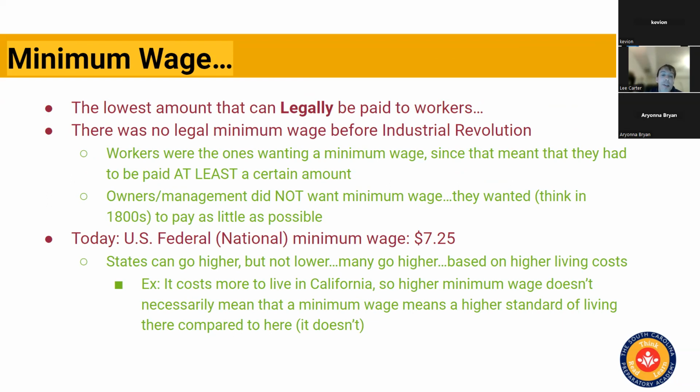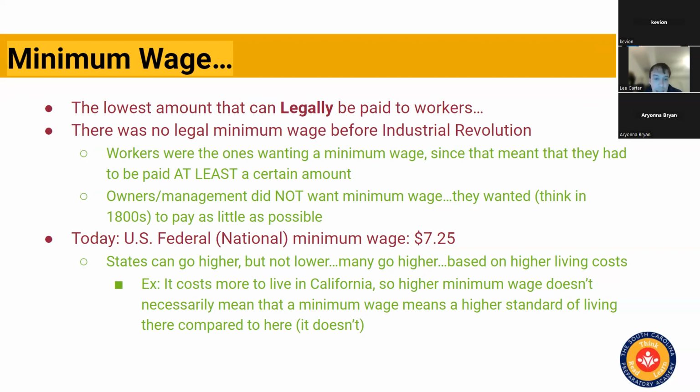Okay. The owners and management did not want a minimum wage. All right. Think late 1800s, early 1900s. They wanted to pay as little as possible for their workers. So today our minimum wage is $7.25 an hour in the nation as a whole. States can go higher, but not lower. Right. So many will go higher based on higher living costs.